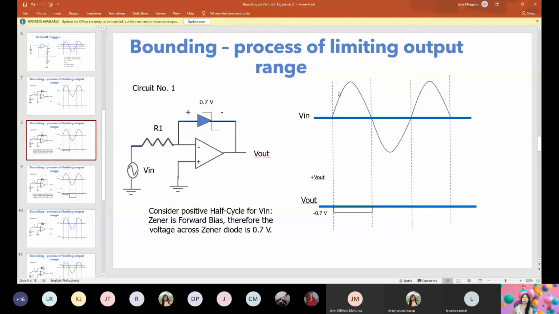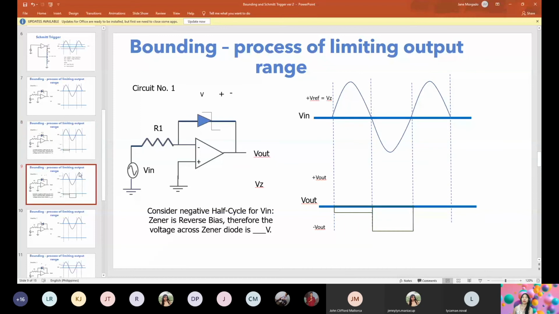So you have a positive half cycle, so you have a positive voltage as input. Positive to positive, or negative to negative, that is already a forward bias. So this one, we have a negative input, negative voltage input to the positive. That's why it becomes reverse bias.